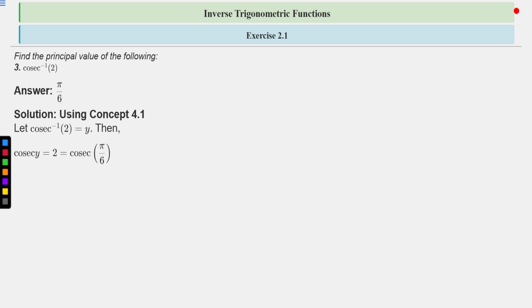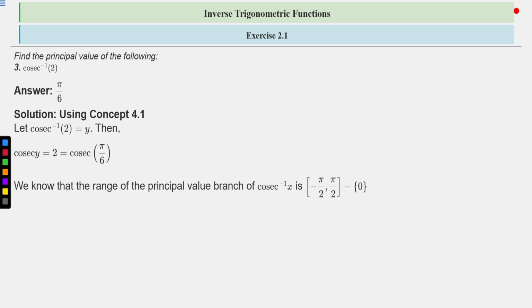If we take cosec inverse 2 equal to y, then cosec y will be equal to 2, right? Sine 30 degree is 1 by 2, so cosec 30 degree will be 2, which is the reciprocal of 1 by 2. We know that cosec theta is 1 by sine theta. So if sine 30 degree is 1 by 2, then cosec pi by 6 will be 1 by sine pi by 6, and sine pi by 6 is 1 by 2. Therefore, it will be equal to 2, right?